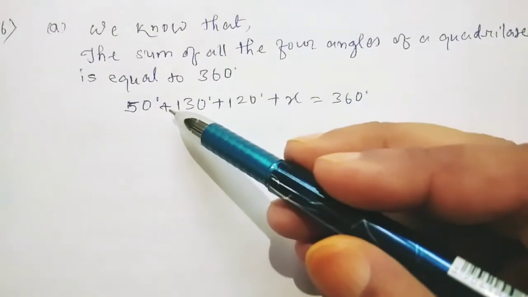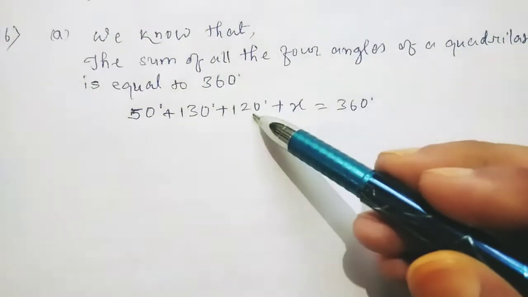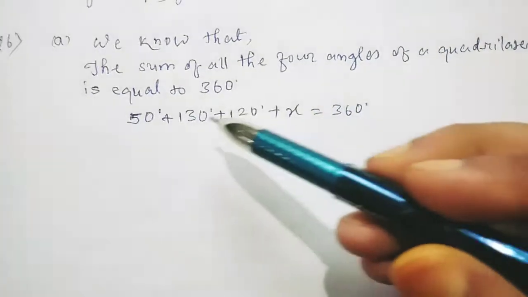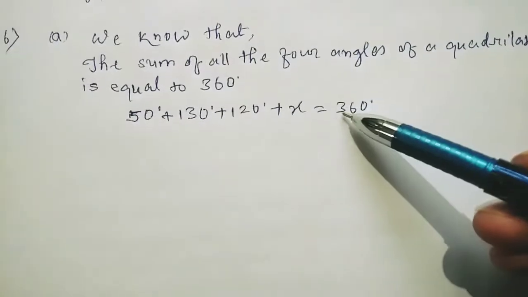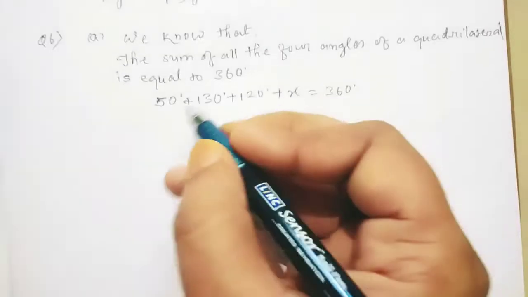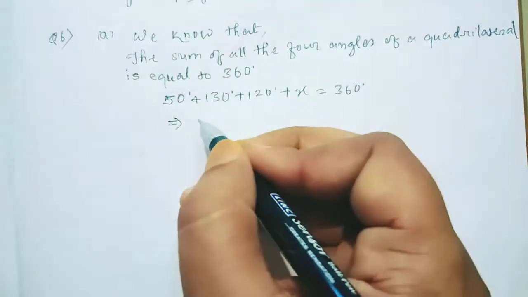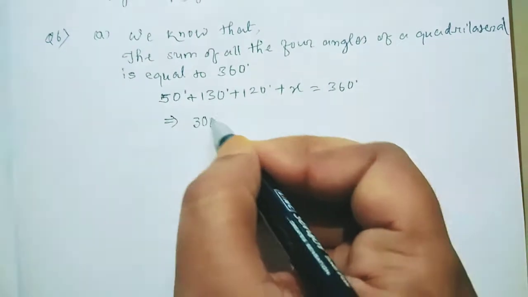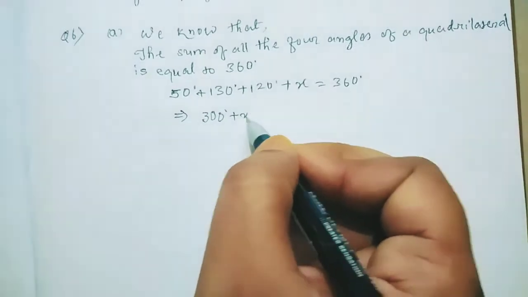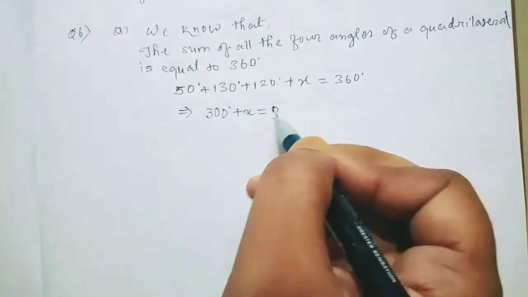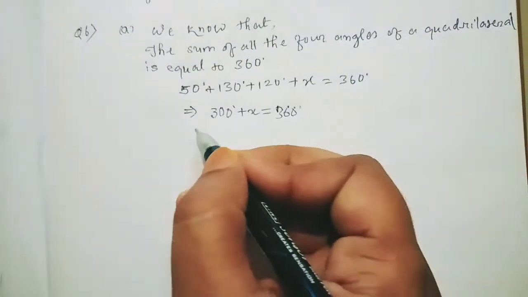You have to add all the angles: 50 plus 130 degree plus 120 degree plus x. The sum of all the angles is equal to 360 degree. This is the way of writing. Now add all the angles. After adding all these angles we are getting what? 300, plus x. So this is the equation, like a linear equation, equal to 360 degree.